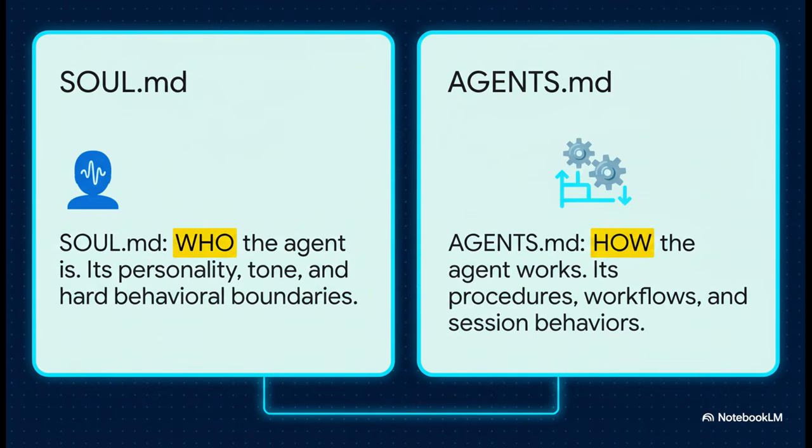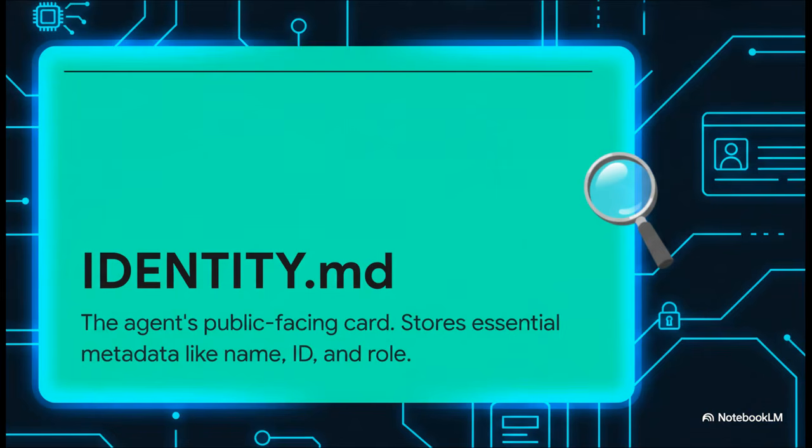Then the agents.md file defines how the agent works. These are its procedures, its workflows, its rules. This is its playbook. Keeping these two separate makes the agent so much easier to manage and update down the line. And that third file, identity.md, it's much, much simpler. You can think of it like a little public-facing business card. It just holds the basic metadata: name, ID, role. It's short, to the point, and it's just what OpenClaw needs to identify the agent correctly.